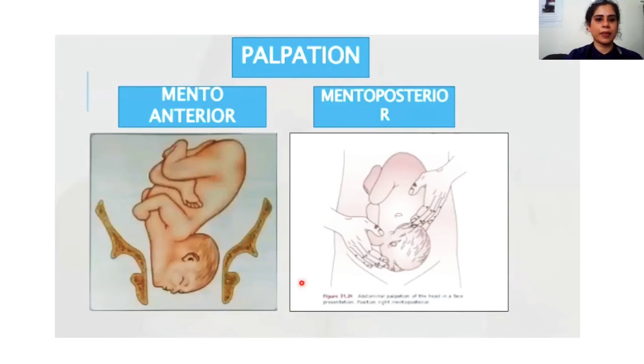So this is the mento-anterior position, and this is the mento-posterior position. Normally, in half of the cases in labor, the mento-posterior position turns by 3/8 of a circle, the position becomes mento-anterior, and delivery is possible. But sometimes this rotation is not possible. The internal rotation of 3/8 of a circle does not occur, and the chin can remain in persistent mento-posterior position. In that case, we have to take the patient for cesarean section.